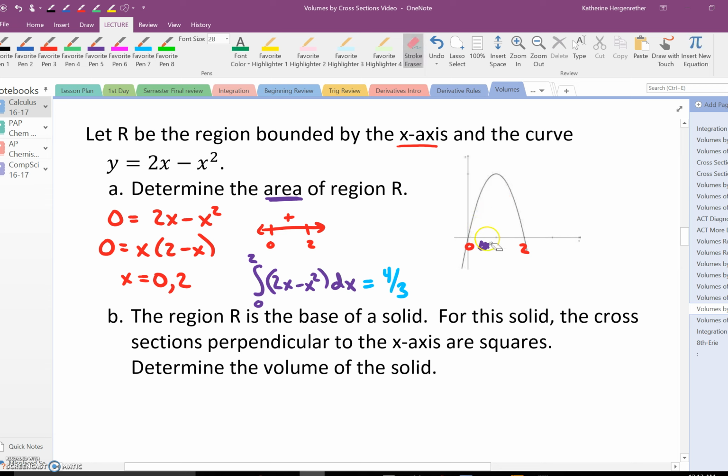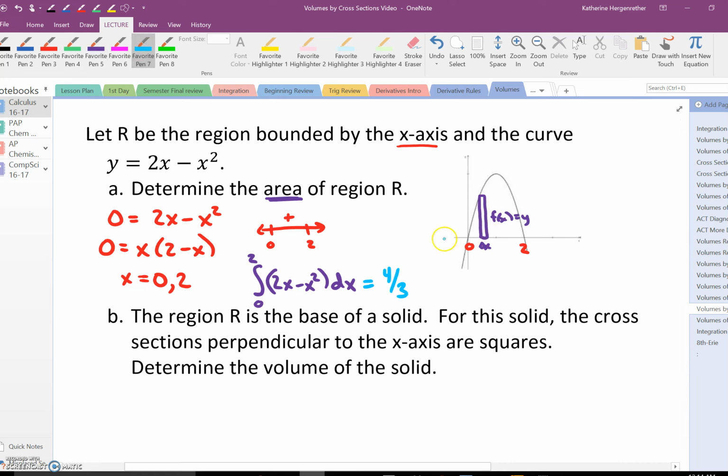Alright, so now we're moving into the cross sections. Same R. It says the region R is the base of a solid. So solid sitting in this region. For this solid, the cross sections perpendicular to the x-axis are squares. So coming out at you are squares, and we're asked to determine the volume of this. So again, I'm going to draw this representative rectangle. This is still delta x, and this is f of x, or our y.